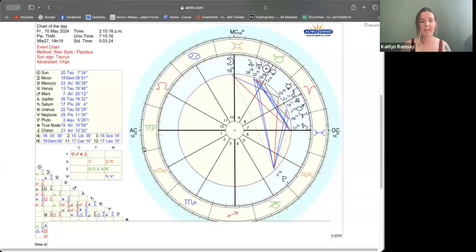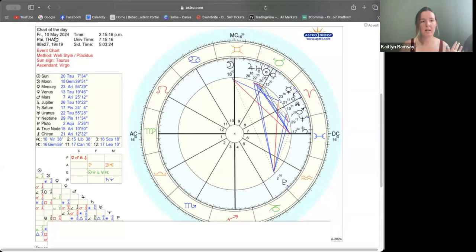All right, hello. Today I want to talk about how to find the degrees in your chart or any chart that you're looking at. So what I'm going to do is share this screen. This is a chart on astro.com. This is just the chart of the day, but you can use this for any chart.